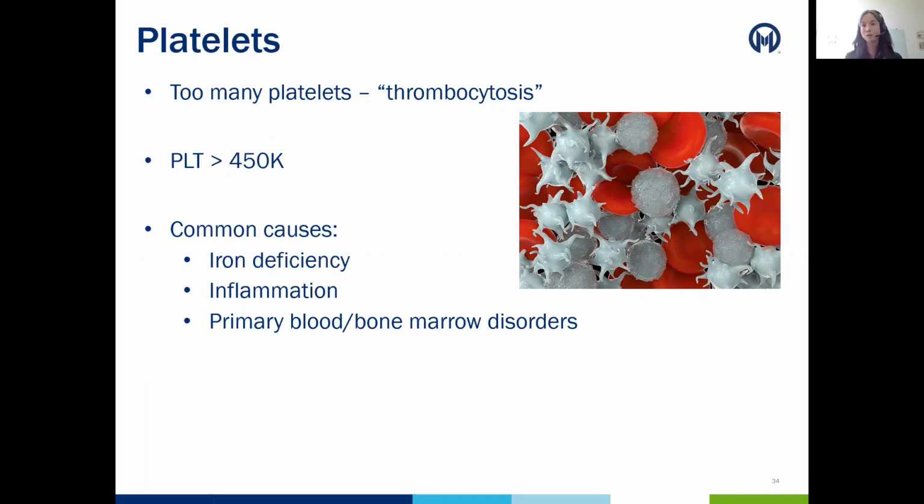And again, one of the most common initial mutations that we check for a high platelet count, where we're suspecting a primary bone marrow disorder, is actually the same JAK2 that I had mentioned earlier. And then there's other common mutations that we can see as well with high platelet counts and that bone marrow disorder.